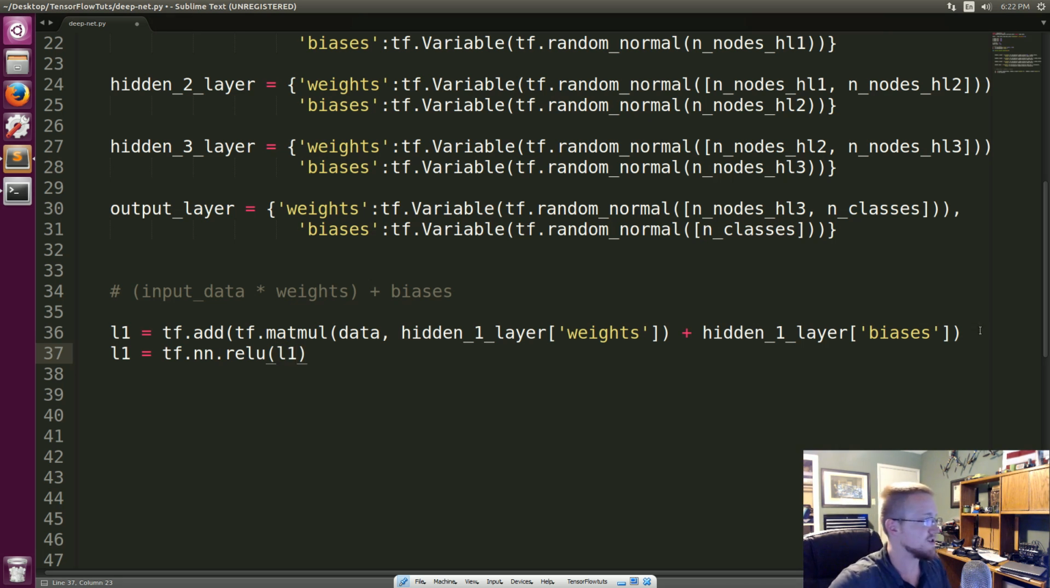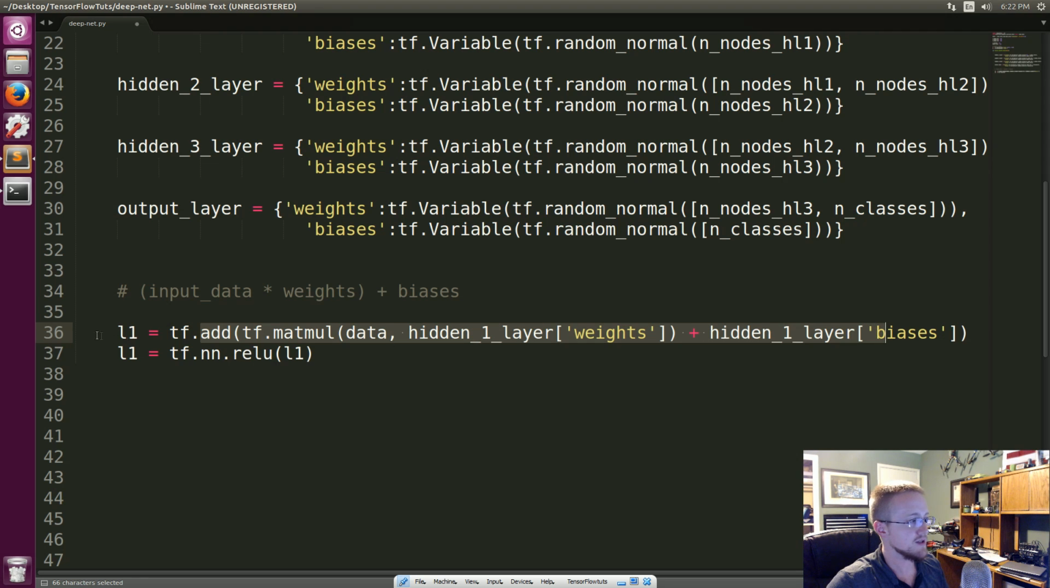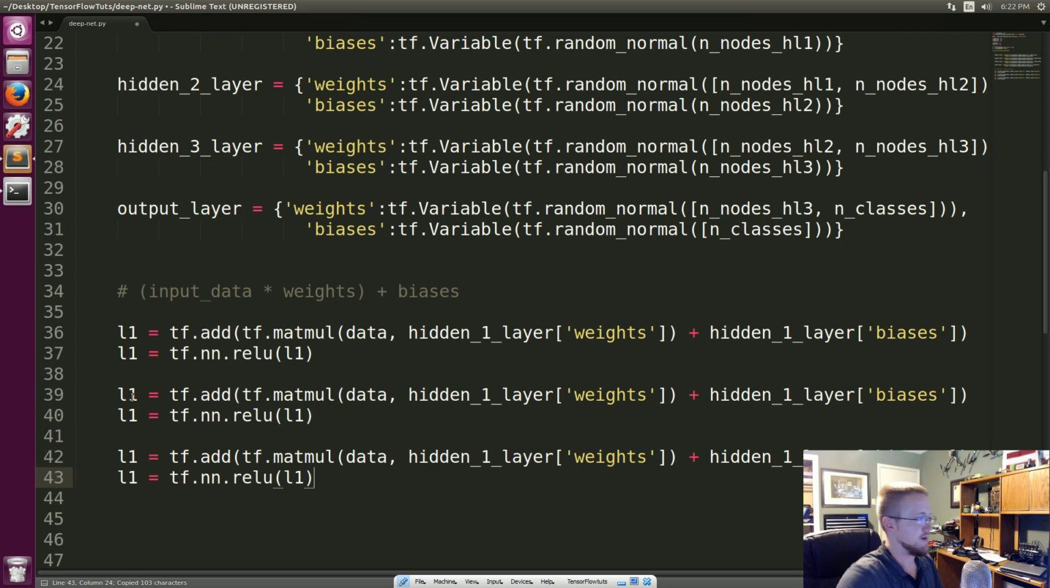And we just apply this to layer 1. Okay, so it takes whatever this value is and then passes it through that activation function. Whenever you've done that, you're going to bebop on to layer 2. Layer 2 is tf.add, and in fact, we're going to take this, copy, paste.